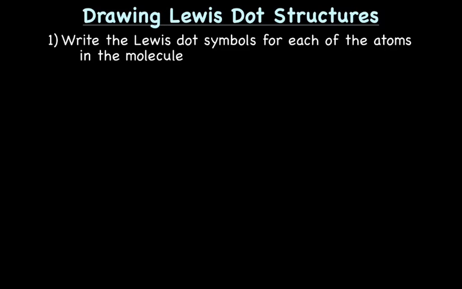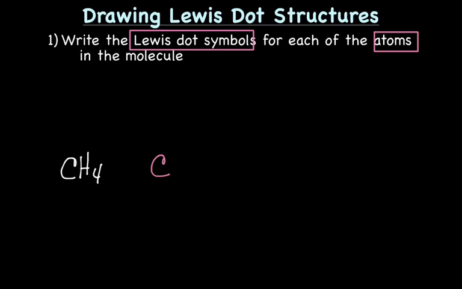Okay, here we go. The very first thing you want to do is write what we call the Lewis dot symbols for each of the atoms in the molecule. So how do we go about doing that? Well, let's say the molecule we're going to talk about is an easy one, CH4. Let's list the atoms in this molecule. We have a carbon and 3 hydrogens. No, try again. How about 4 hydrogens?